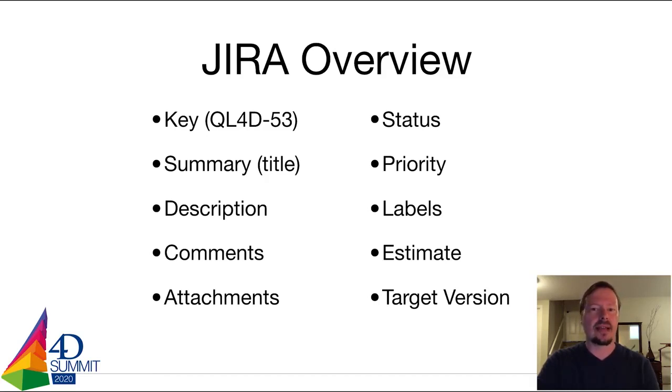You can set a status, it's in progress, it's in QA review if you have a QA group. If you do, you're very lucky. And you can set a priority, labels, which are kind of cool. You can put in any word you want, and that way you can categorize. It's a completely customizable way to categorize your issues. And you can estimate time. You can set a target version for when this issue will be included in a release.